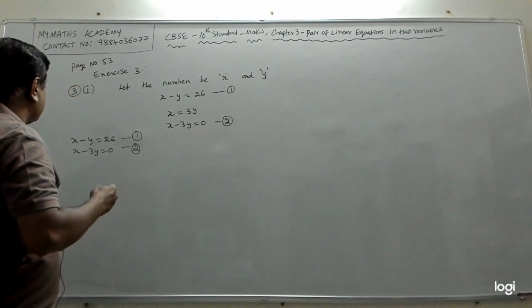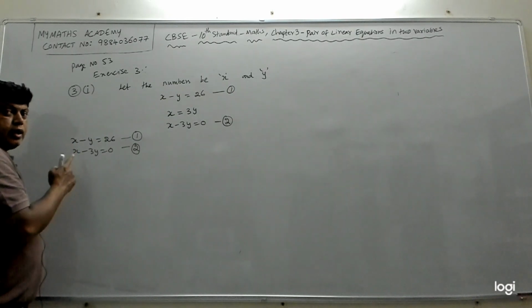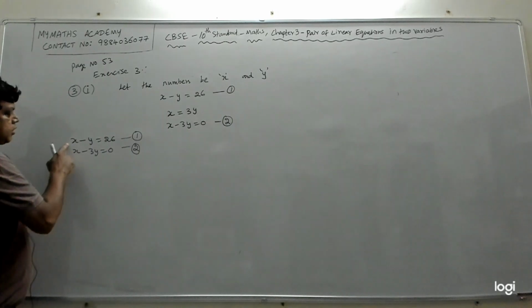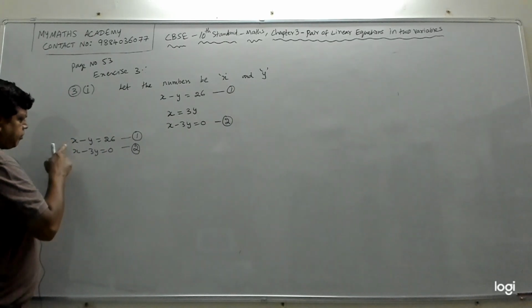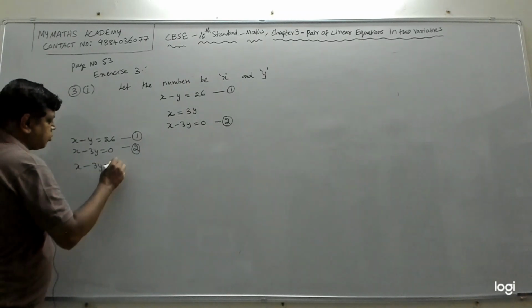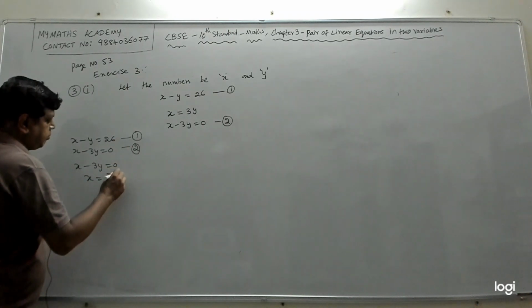So what we'll do, we'll try to take an equation which has either coefficient of x as 1 or coefficient of y as 1. Here both have coefficient of x as 1, so we can take any one. Maybe I'll take the second equation, x minus 3y equal to 0. From this find what is x. This will go this way, it will become 3y.